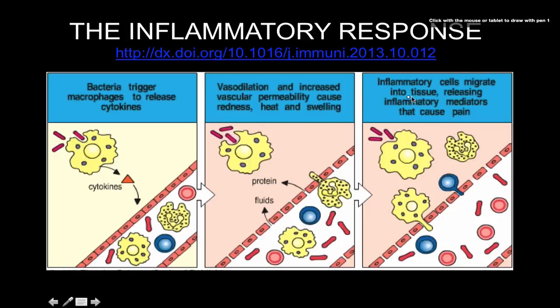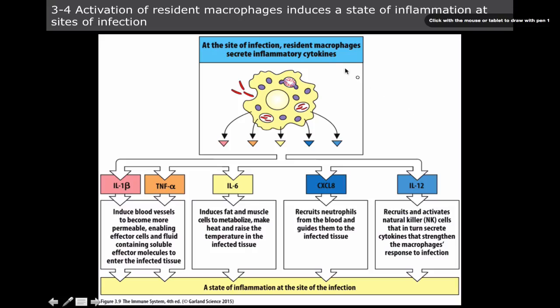And then inflammatory cells are going to migrate into the tissue, releasing inflammatory mediators that are going to cause even more pain. And this is a diagram here that just reiterates what we had been talking about recently. Here we have interleukin-1 and tumor necrosis factor alpha working together to induce blood vessels to become more permeable, enabling fluids to start to leak in, vasodilation as well.